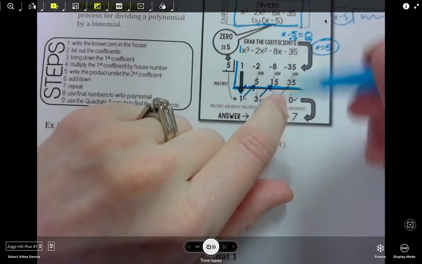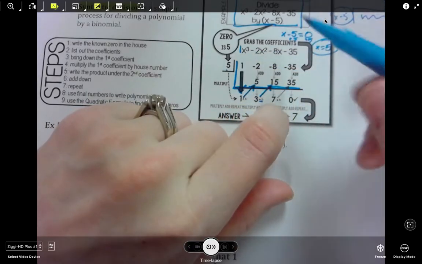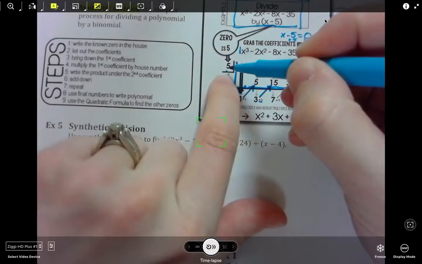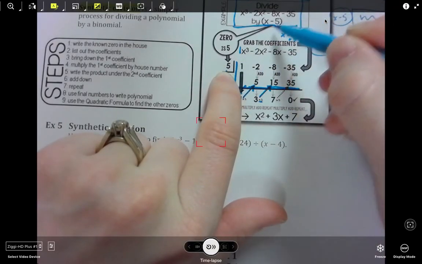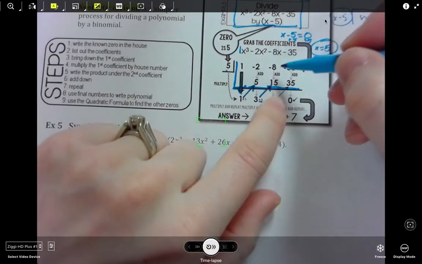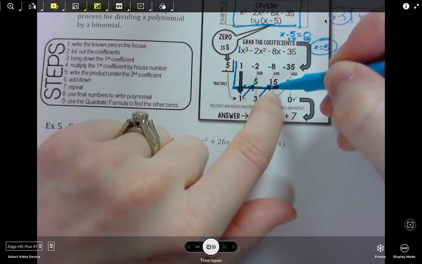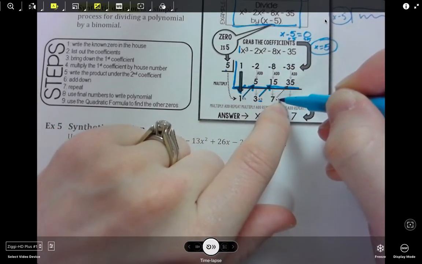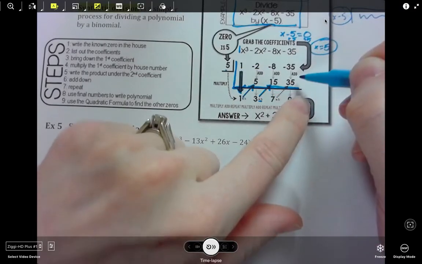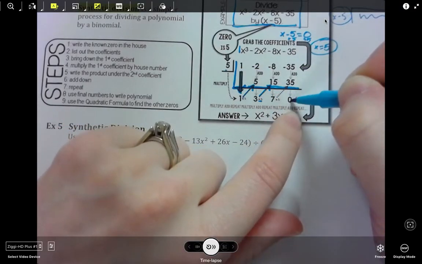Okay, there's no flipping signs like we did for long division, nothing like that. The only time you flip a sign is when you go from x minus 5 to positive 5 here. That's the only sign flip that you do, okay? Negative 8 plus 15 is 7, and then you're going to take that and multiply by 5 again. So 5 times 7 is 35, and then you add, which gives you 0.